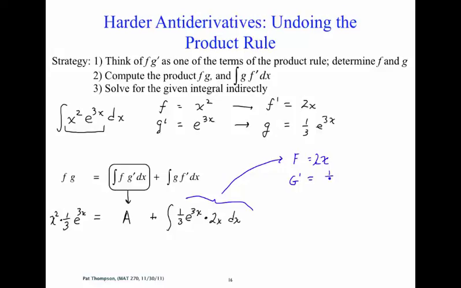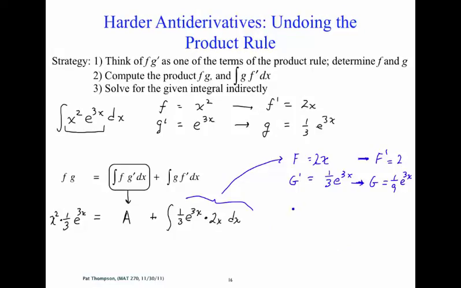Okay, so then our G prime is 1/3 e to the 3x. Okay, so then we need F prime, big F prime, and big G. Big F prime is 2. G is 1/9, we're going to have another 1/3, e to the 3x. Okay, so now we're ready to go.